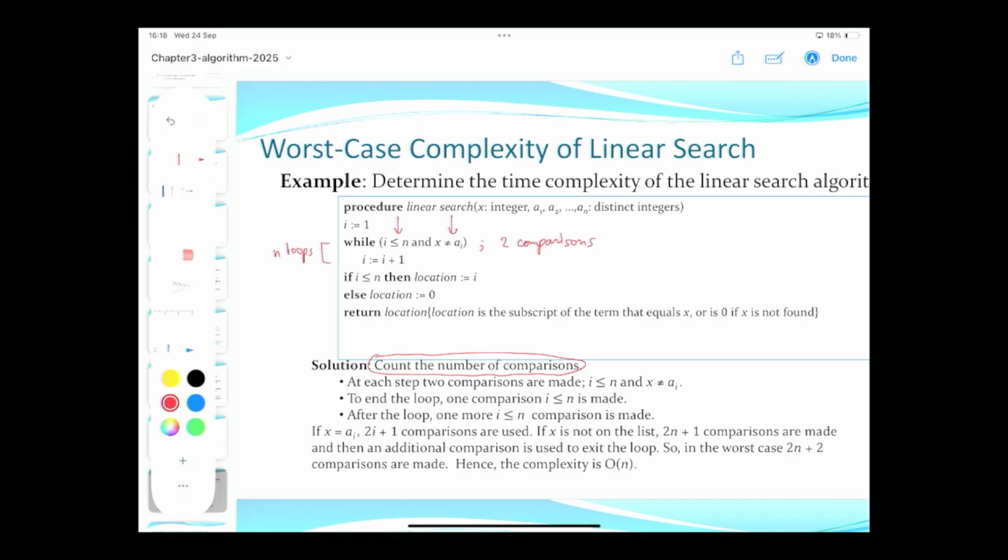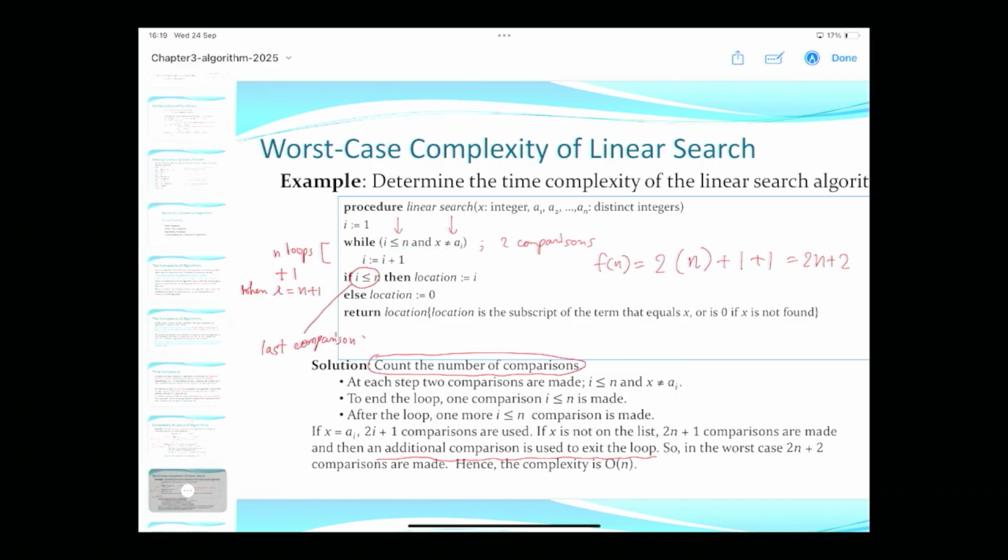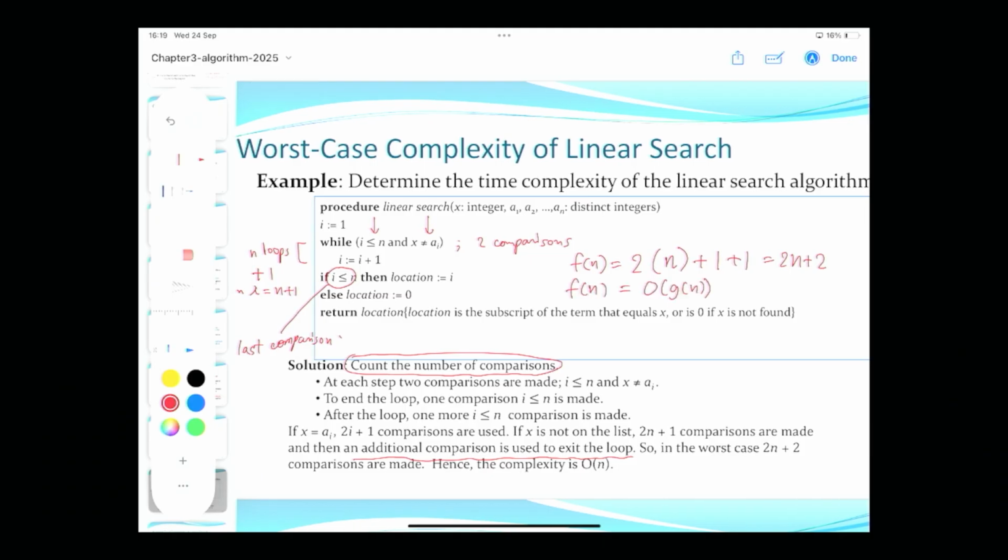And then one more when i is equal to n plus 1. Then the condition is not met, so we exit the loop. That's an additional comparison used to exit the loop. After that, one more comparison here: if i is less than or equal to n. So this is the last comparison. Summation, that would be 2 times n, plus 1, plus 1. That's the function f(n), the number of comparisons in this algorithm, equal to 2n plus 2.